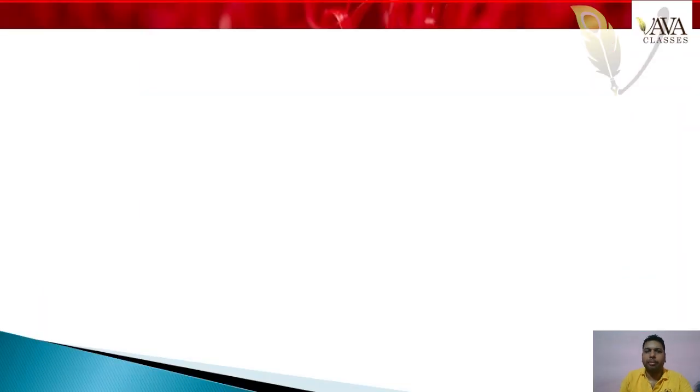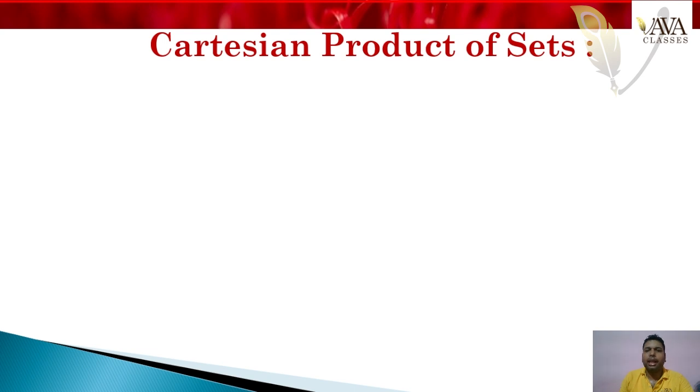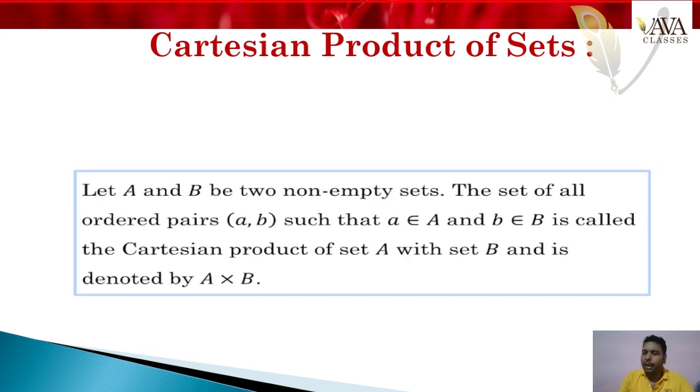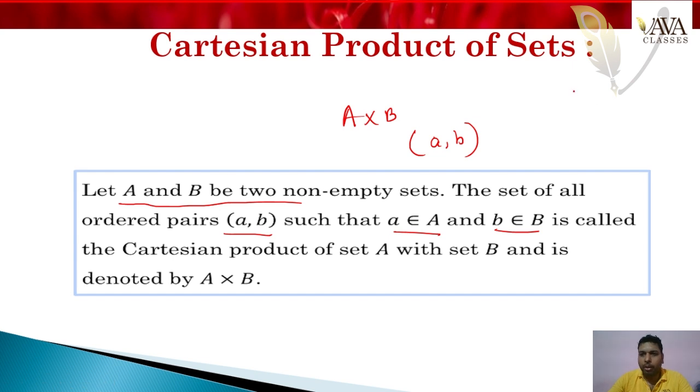This is introduction. Now, what is Cartesian product of sets? Let A and B be two non-empty sets. The set of all ordered pairs (a, b) such that a belongs to A and b belongs to B. Since it is A into B, in the ordered pair (a, b), the first component a must belong to A, and the second component b must belong to B, is called Cartesian product of set A with set B and is denoted by A into B.